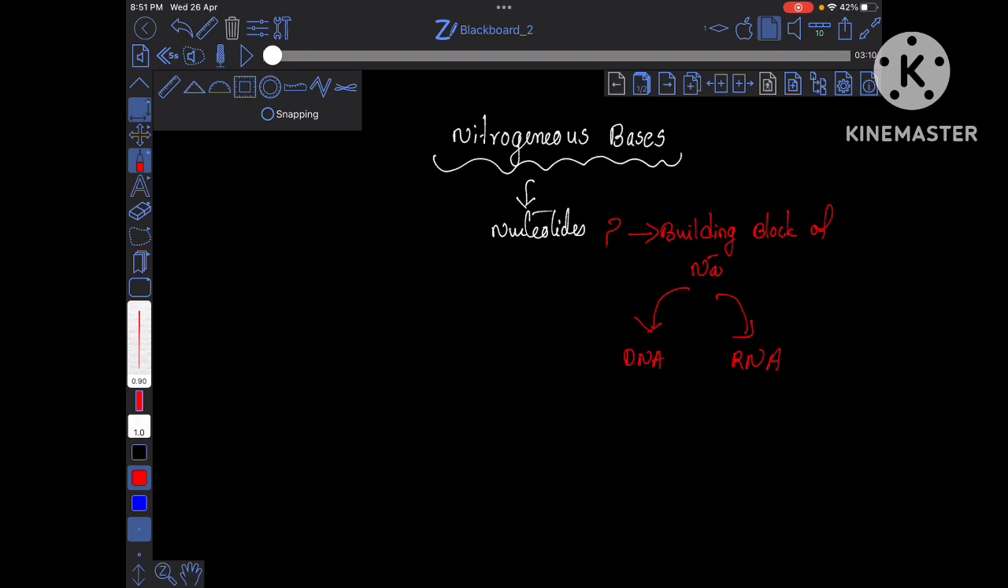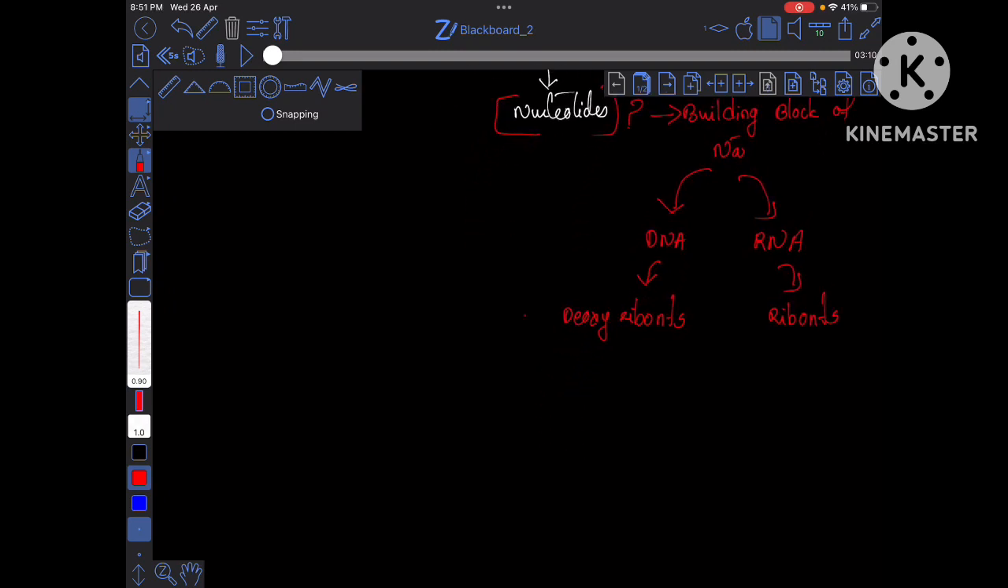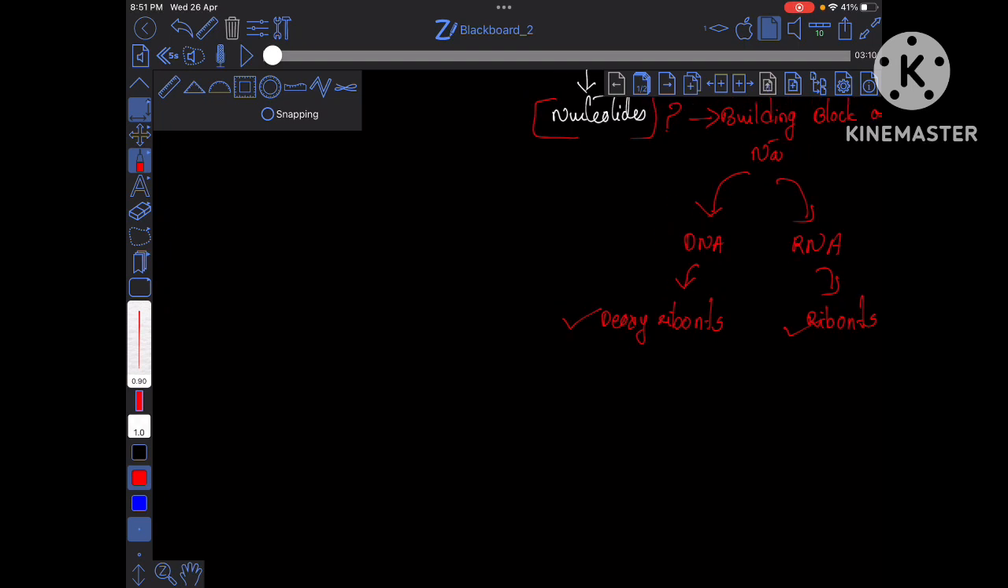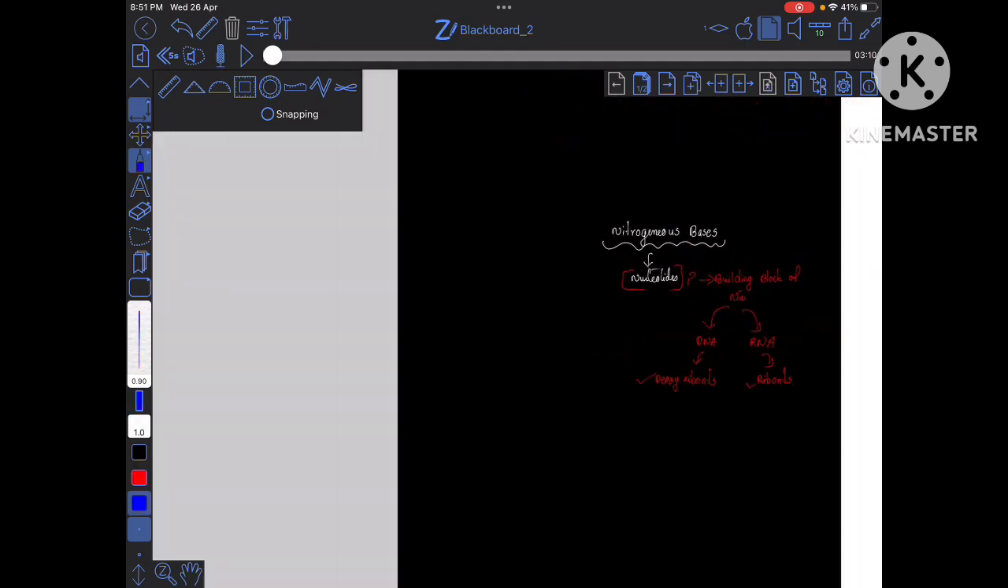So basically both DNA and RNA are made up of nucleotides. The major difference is DNA is made up of deoxyribonucleotides and RNA is made up of ribonucleotides. So I'll tell you what deoxyribonucleotides and ribonucleotides are. Before that, the general structure of a nucleotide.